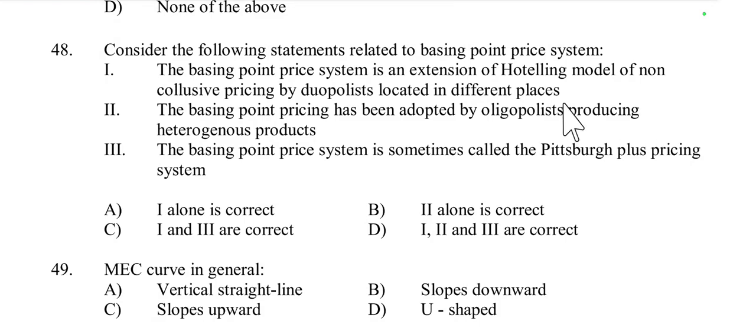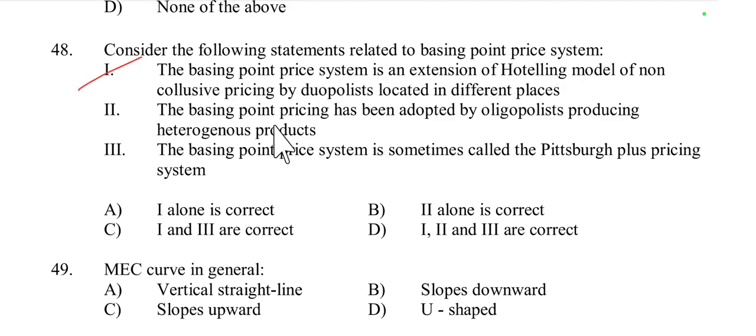In this system, a base location is chosen, and transportation costs are added to the price for customers outside that location. So here option A is correct.